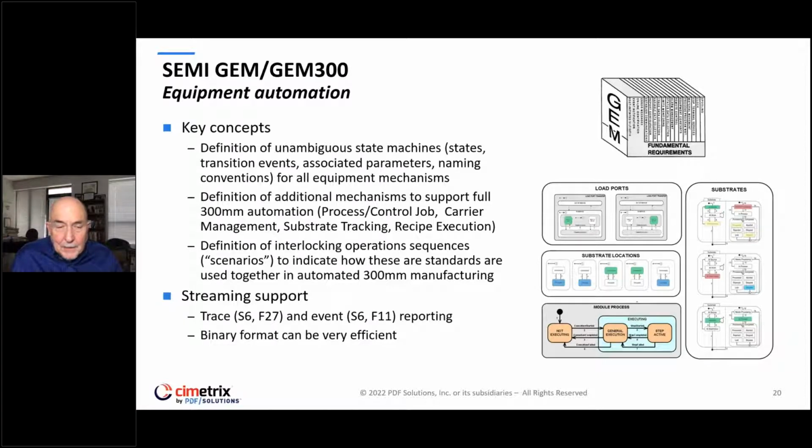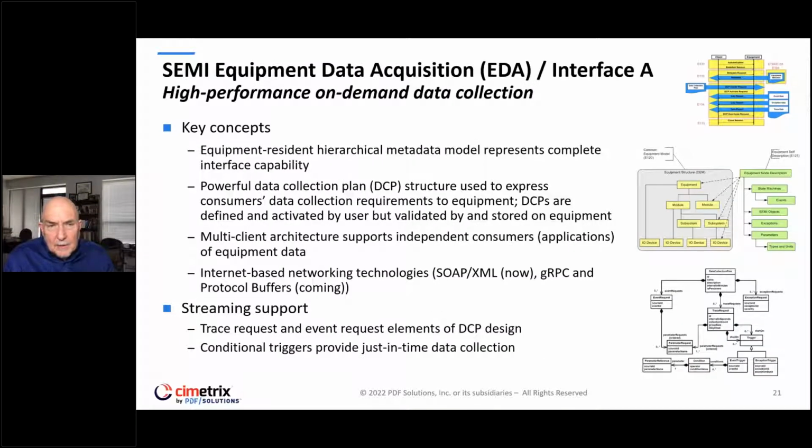And its binary format can be very, very efficient for transmitting data, unlike what some people believe about GEM. The next core standard that's been in use now for almost a decade is the EDA or Interface A standards. They feature an embedded equipment model, which is the description of all the data that's available, and uses SOAP XML, and in the future gRPC and protocol buffers, a more binary format.